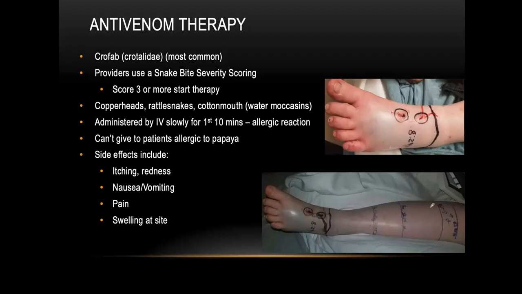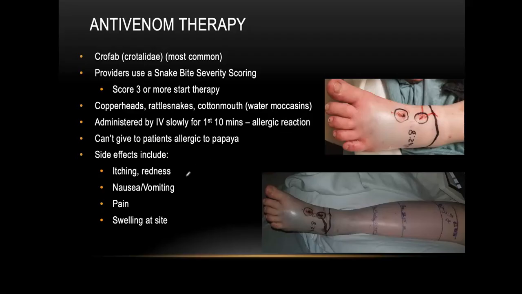This is this child going all the way up. And you really can't see the day on this. But basically what you're seeing is us marking the times of the swelling. So the swelling was only to the ankle, but then as we were measuring it every hour, it kept going up. This child definitely should have gotten Crofab immediately here. And then these are the fang marks.